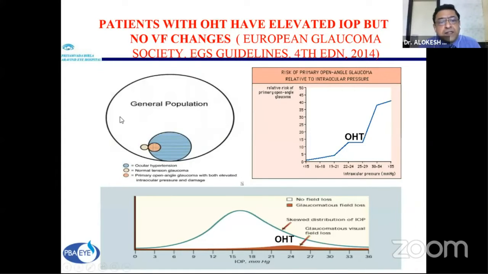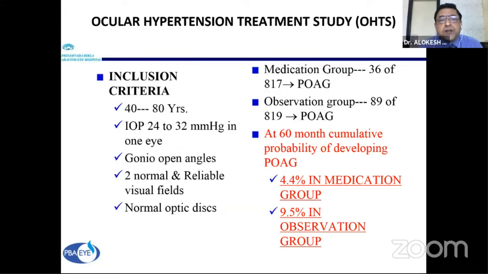So if you look at the general population, the ocular hypertension population is a subset of the general population, in which a subset is the group of people who suffer from primary open-angle glaucoma, and the normal tension glaucoma patients are a subset of the general population without a high IOP. So if we measure the intraocular pressure and compare it to the relative risk of primary open-angle glaucoma, OHT patients would lie somewhere around here in the curve. And if we look at the skewed distribution of IOP and the visual field loss, the ocular hypertensives would lie somewhere around here.